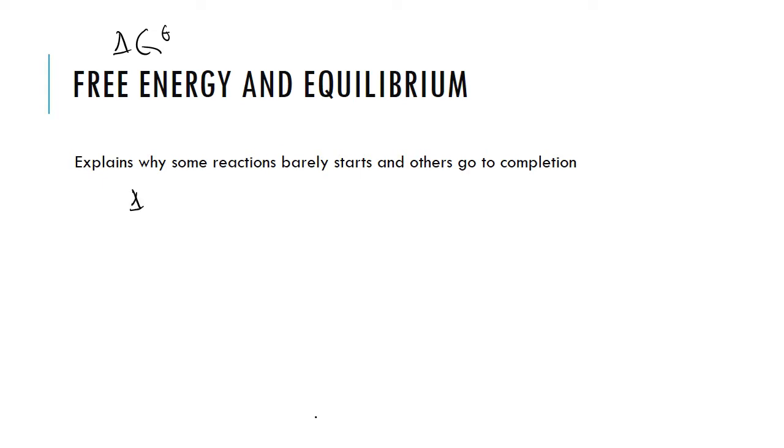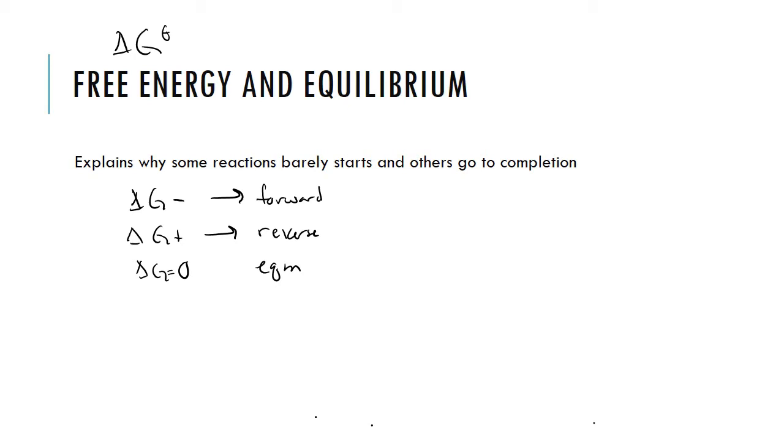If delta G is negative, that is going to tell us that the forward reaction, we're going towards products. If delta G is positive, we are working with the reverse reaction. If delta G is 0, we are truly at equilibrium.